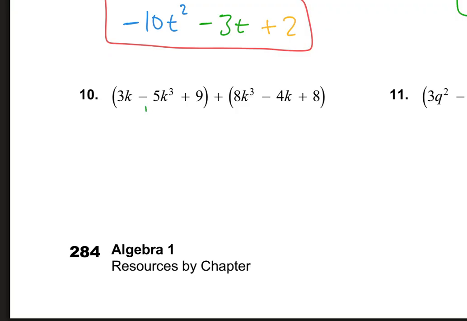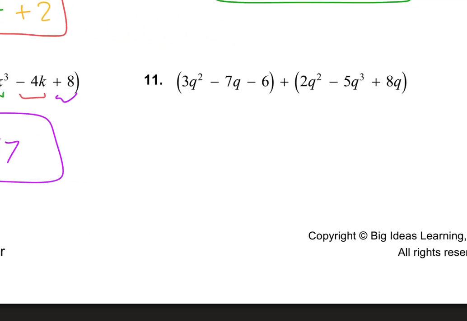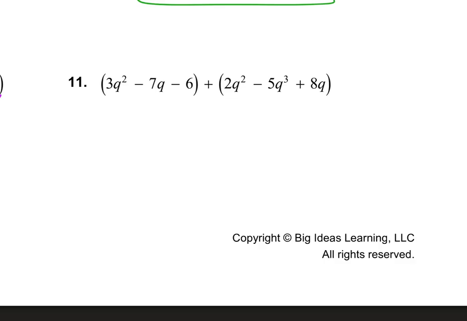So what I'm going to do is actually focus here first, because that's the biggest degree term, and that's how standard form works. So negative 5 plus 8 is 3k cubed. And changing colors, 3k minus 4k, that's negative k. 9 plus 8, 17. Done. Let's see. Biggest degree term is that guy. Negative 5q to the third. And if you're like, how do you know it's negative? If I were to add a negative, it's still negative, right?